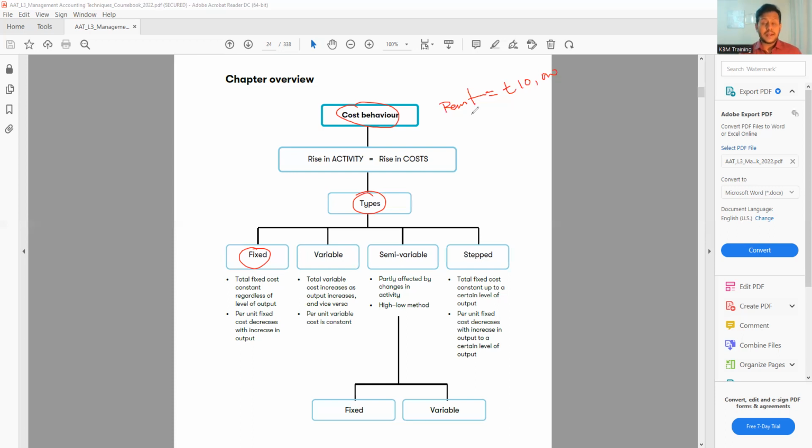£10,000 for the whole year, my rent is fixed anyway. Now, the fixed cost is fixed in total, but based on how many units I produce, the fixed cost per unit will either increase or decrease. For example, if I make 5,000 units in this production center and the rent is £10,000, how much is the fixed cost per unit? It will be £2.